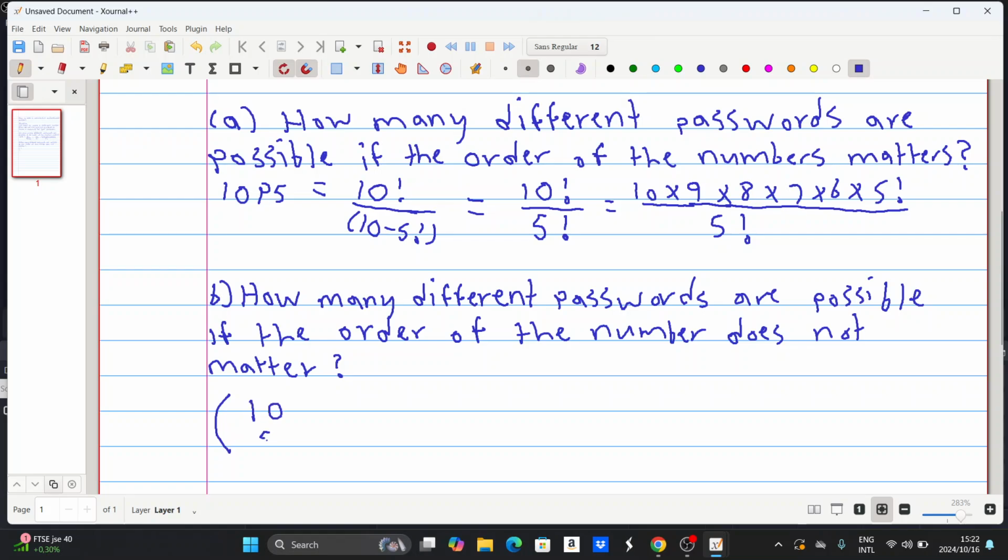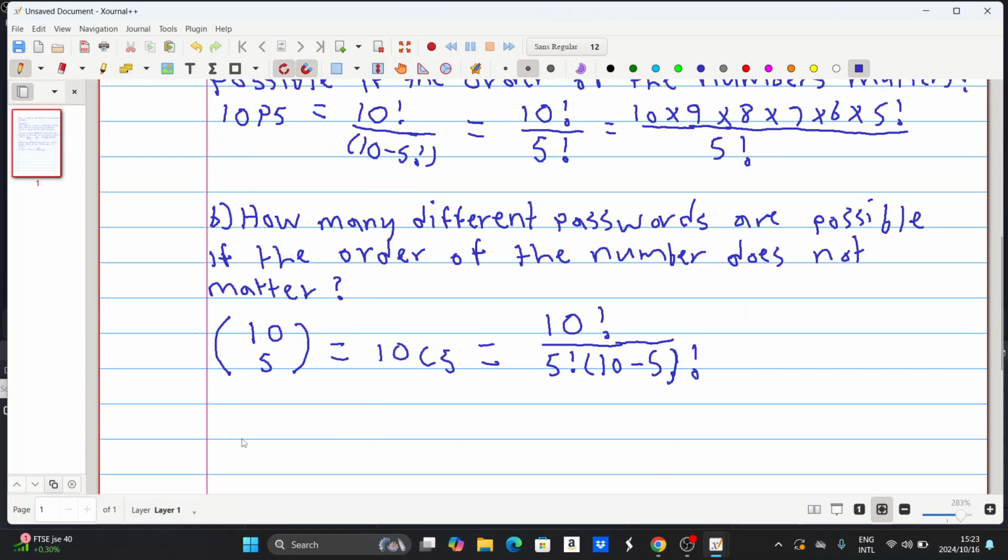It's going to be 10C5, which equals 10 combination 5, which then equals 10 factorial over 5 factorial times 10 minus 5, with the factorial outside the bracket, which equals 10 factorial over 5 factorial 5 factorial.